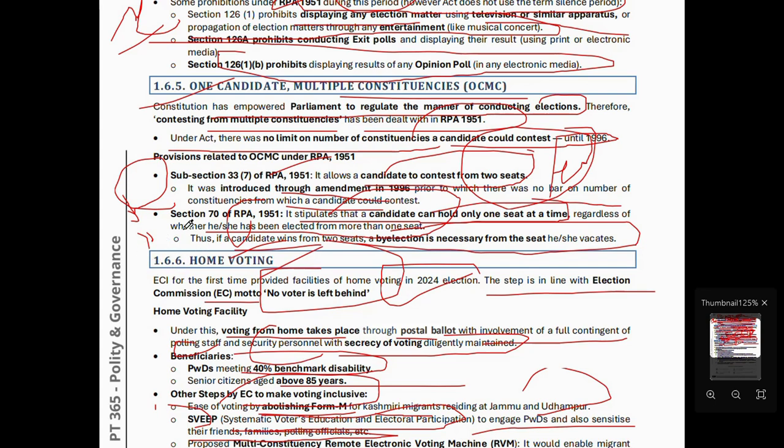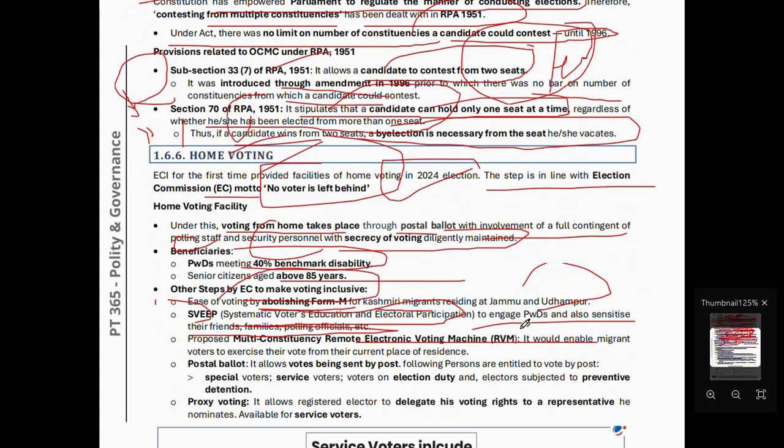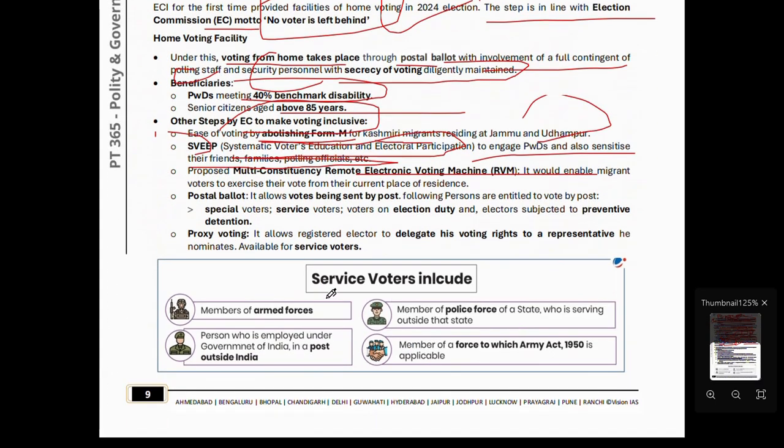Then there is the proposed multi-constituency remote electronic voting machine. It would enable migrant voters to exercise their vote from their current place of residence. Postal ballot allows voters to vote by ballots sent by post, for special voters: service voters, voters on election duty, and electors subject to preventive detention. Proxy voting allows a registered elector to delegate his voting right to a representative he nominates; it is available for service voters.